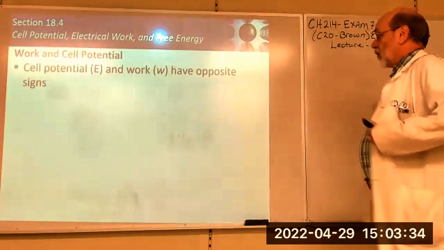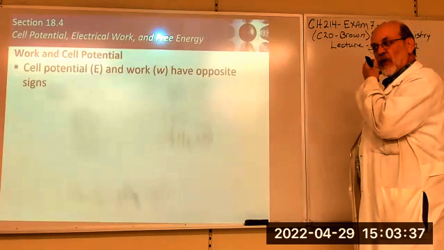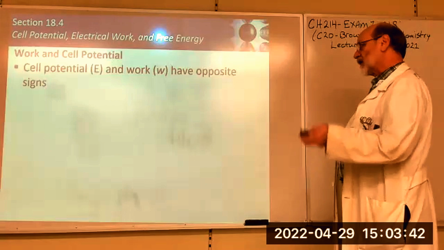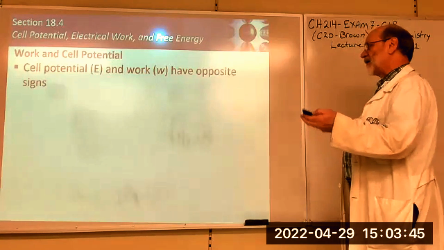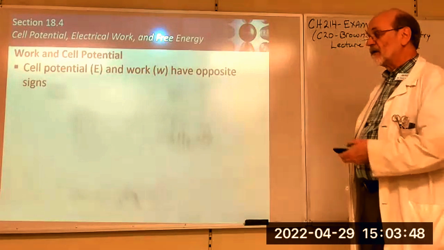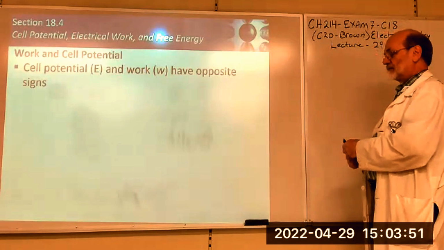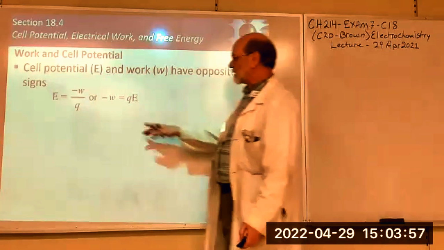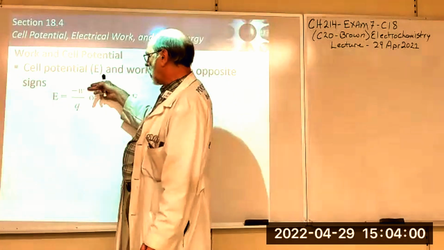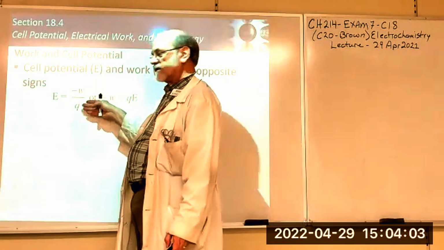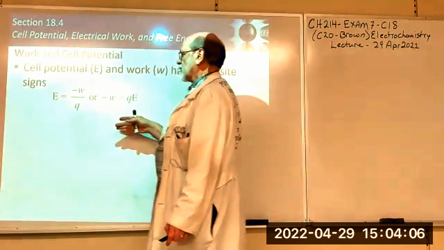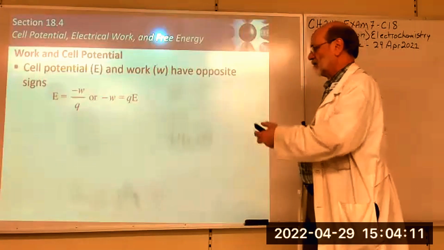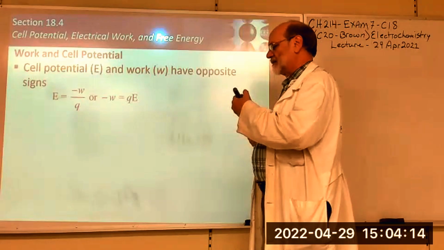Okay, so if we're going to get any useful work out of this spontaneous reaction, we need to understand what that means. What is the relationship between cell potential and work? Well, first of all, they're going to be opposite signs. Remember when I said potential is the amount of work done per coulomb, so joules per coulomb. But work is always in reference to the system.